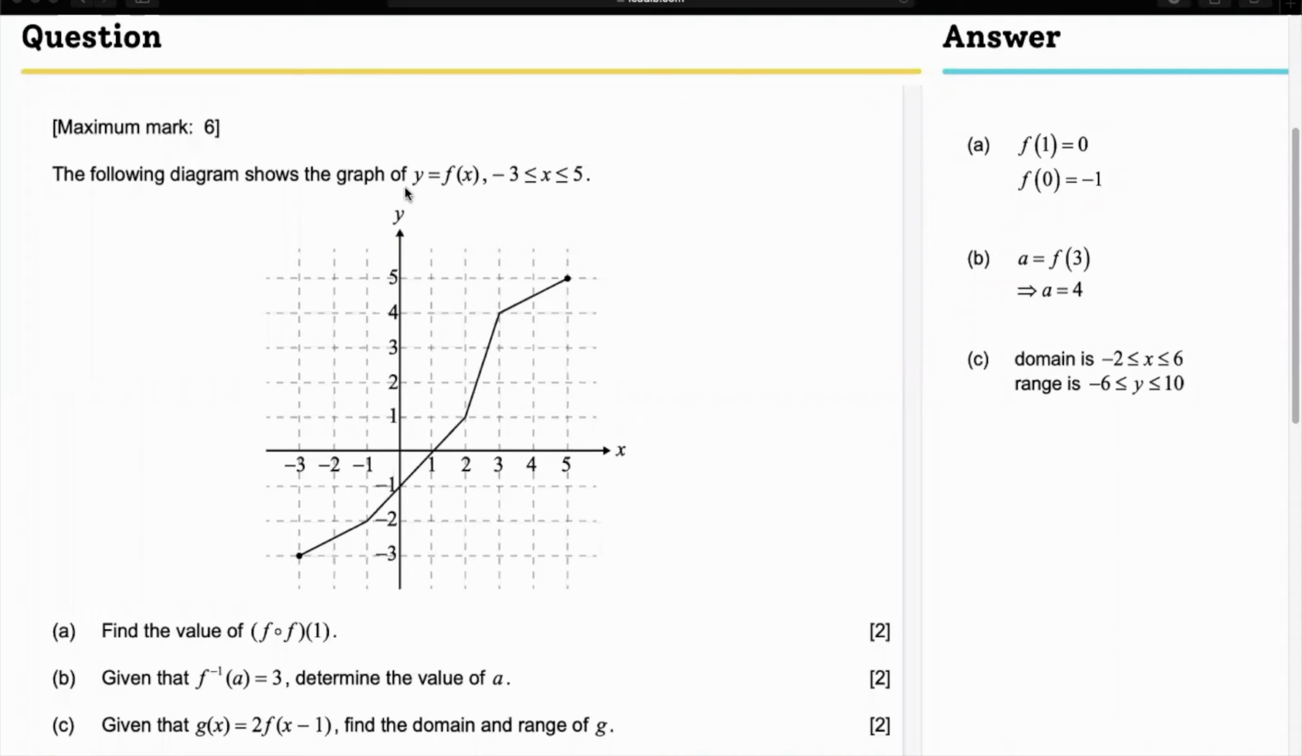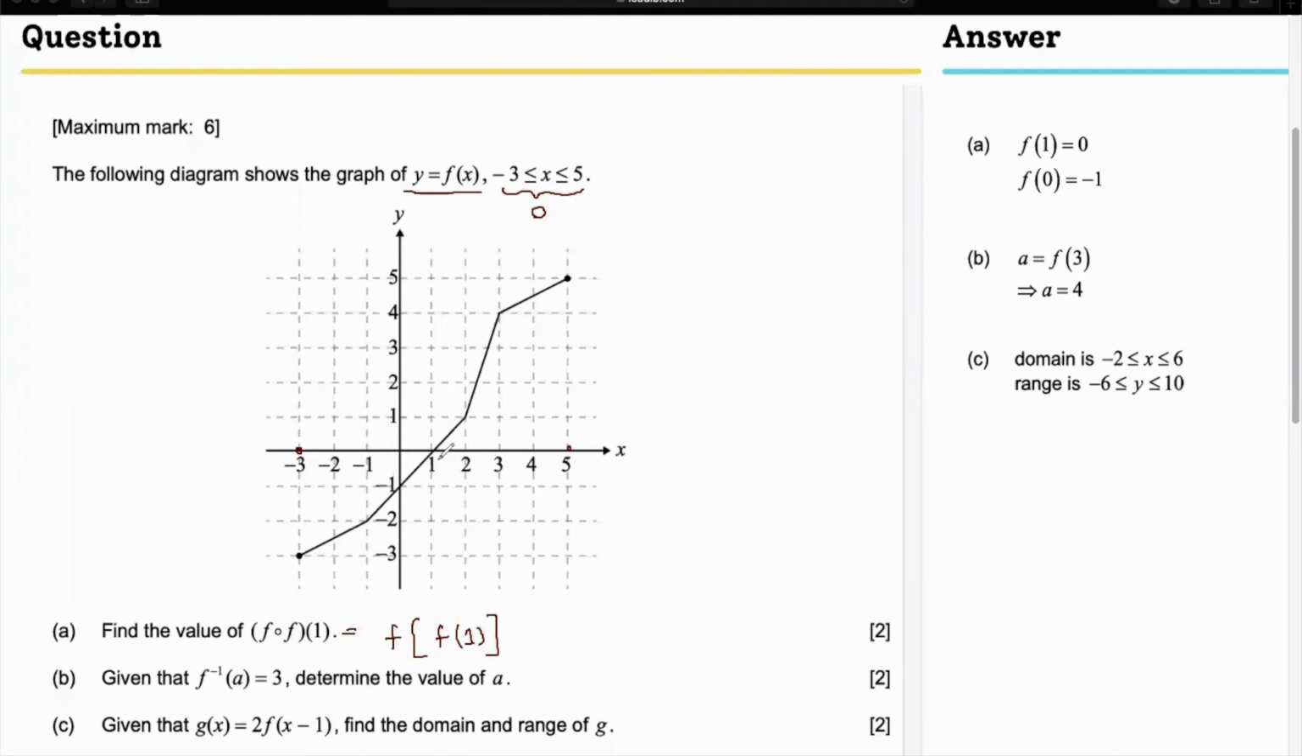We have a function y is equal to f of x with the domain of the function from -3 to 5. It's from here to here. And the question is asking us to find the A part, which is f of f of 1. That's a composite function.